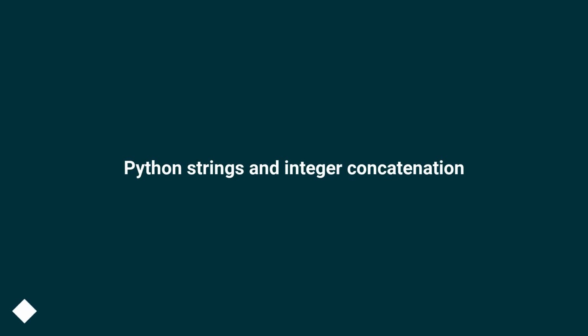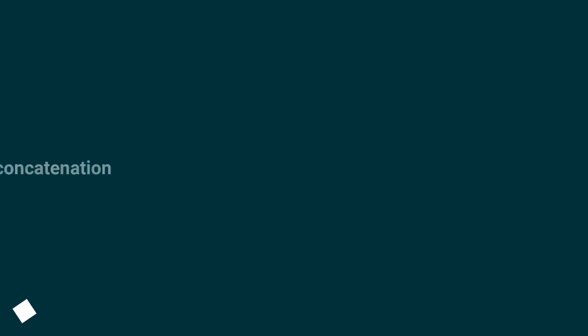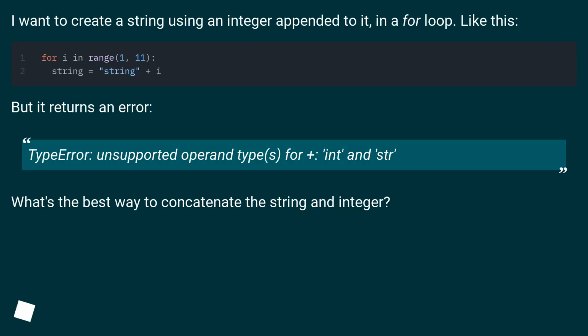Python strings and integer concatenation. I want to create a string using an integer appended to it, in a for loop. Like this. But it returns an error. Type error, unsupported operand types for plus, int and str. What's the best way to concatenate the string and integer?